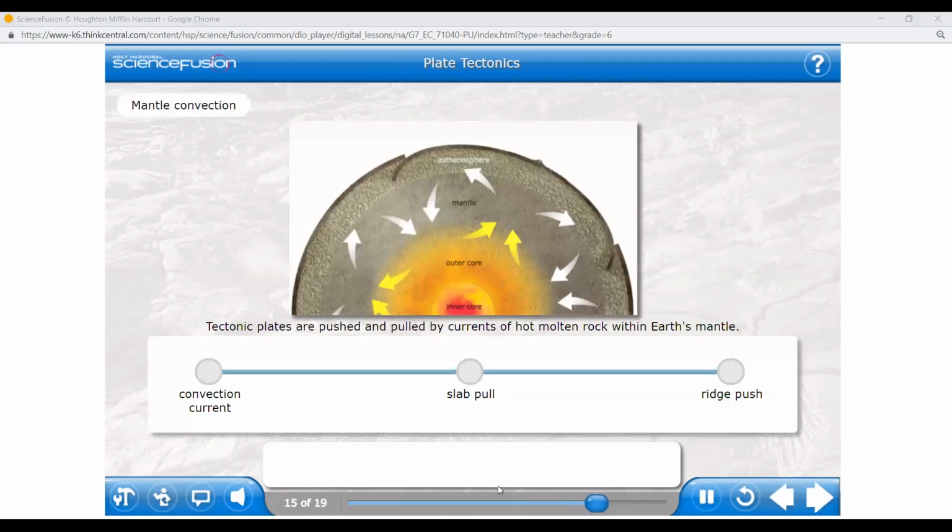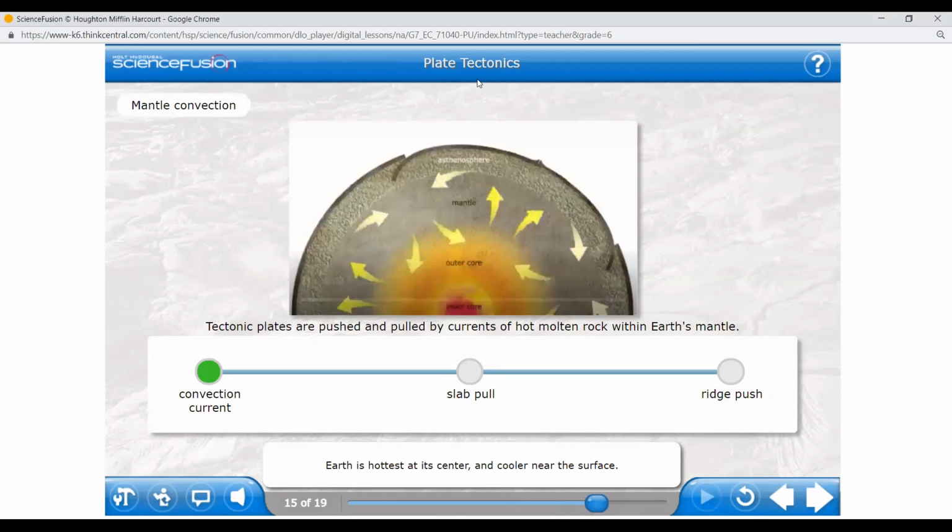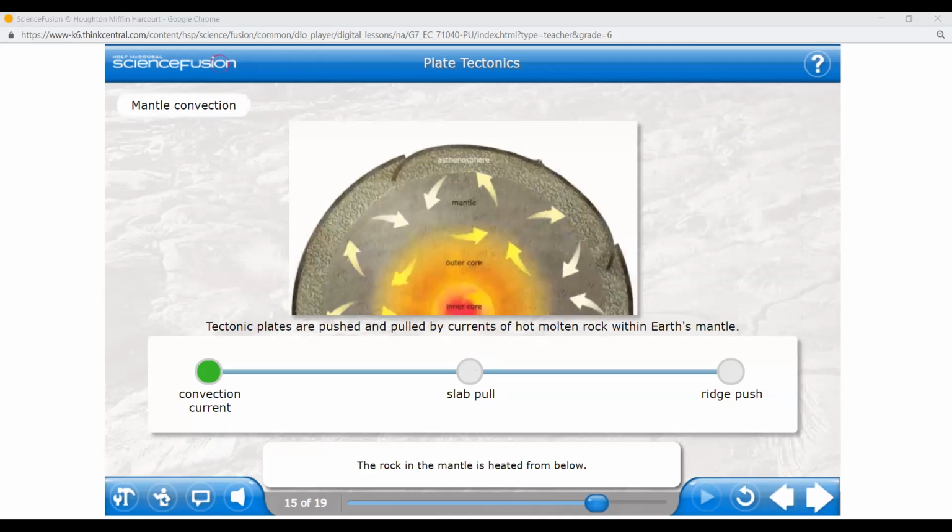The movement of the tectonic plates is driven by a process called slab pull and powerful currents of hot rock within Earth's mantle. Click the hotspots to learn more. Earth is hottest at its center and cooler near the surface. The rock in the mantle is heated from below.